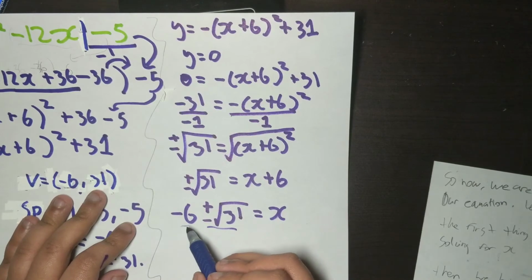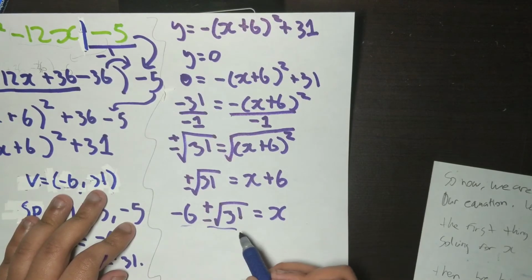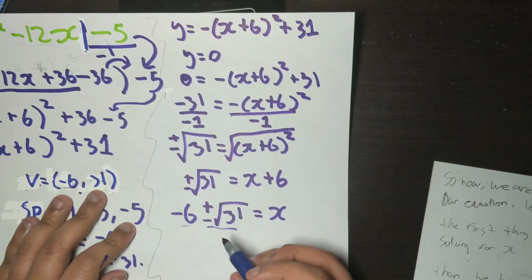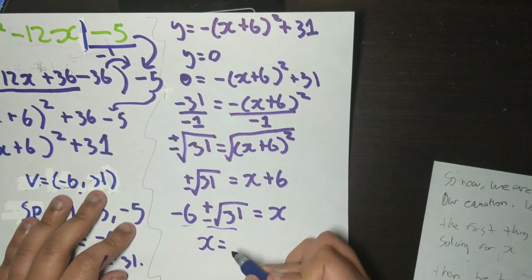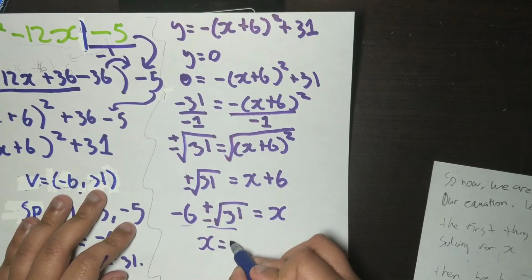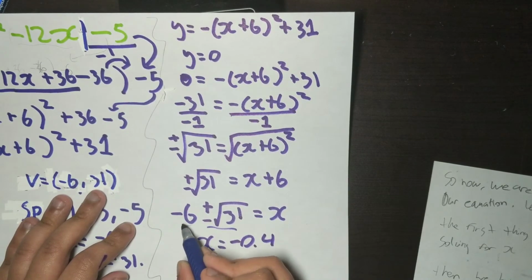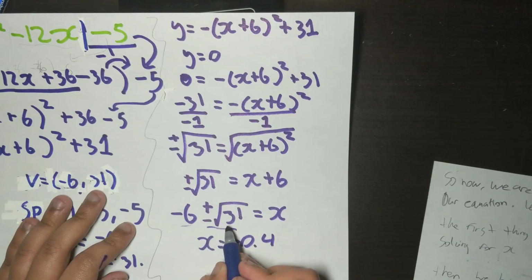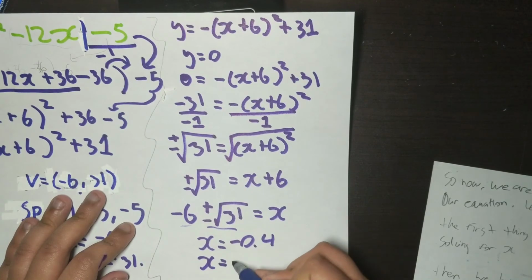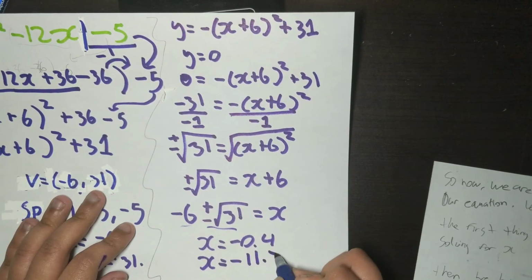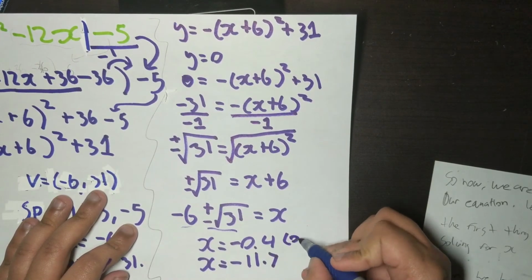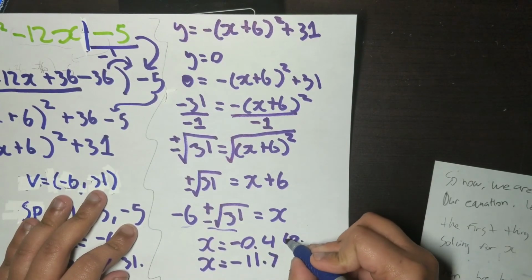So negative 6 plus the square root of 31 gives us an x-intercept of negative 0.4. And negative 6 take away the square root of 31 gives us an x-intercept of negative 11.7. Let's just put these two numbers in brackets.